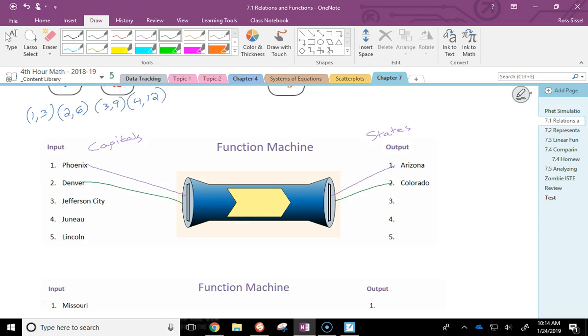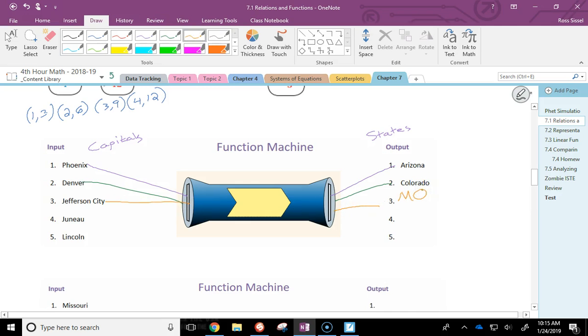Can I get more than one answer? When I put Phoenix in, will I get anything besides Arizona? No. If I put Denver in, what has to come out? Colorado. So if I go ahead and I put Jefferson City in, what's going to come out?